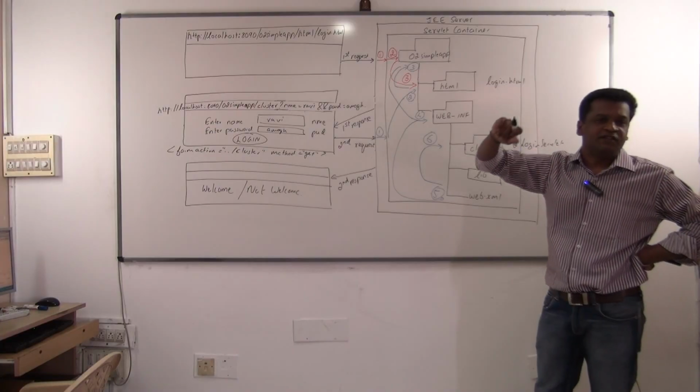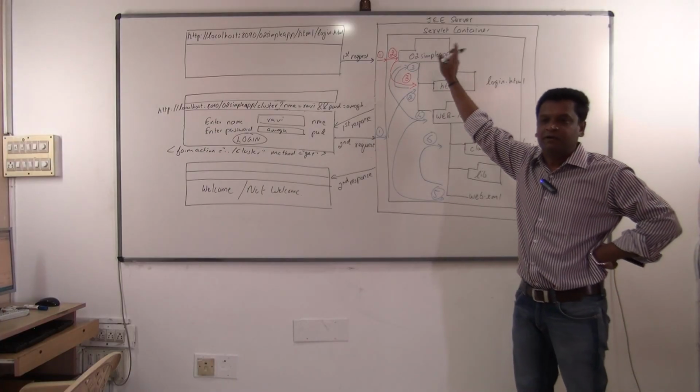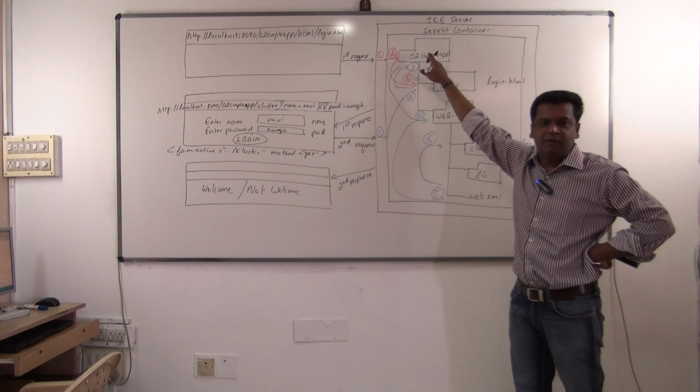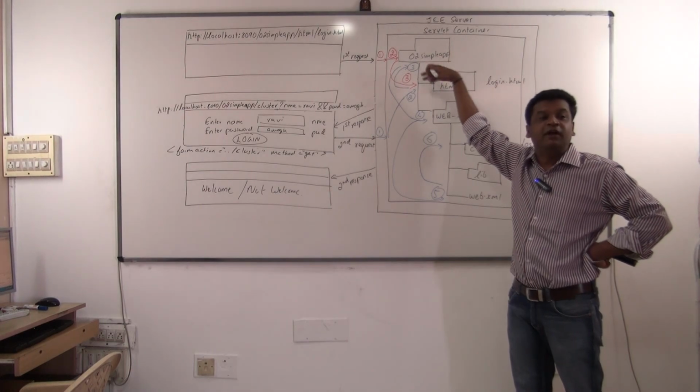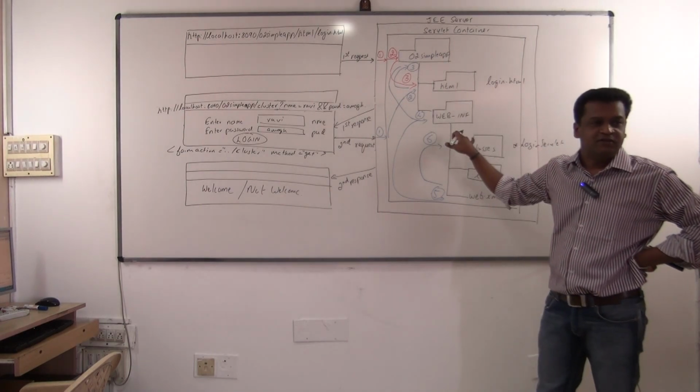Which one? HTML directory. It goes to the parent directory. From the parent, which is the parent directory now? Simple app. From there, it knows very clearly how to move to WEB-INF. This is how the control will move now.